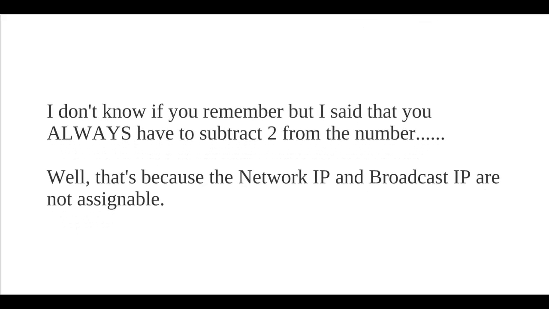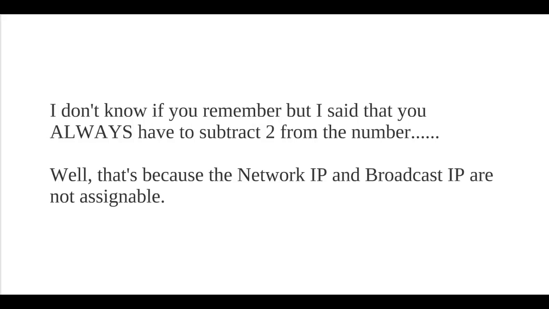And if you remember, I said you have to subtract 2. Why? Because you cannot use that network ID and the broadcast ID or IP. They're not assignable. So it leaves you with 254 hosts. If you remember, the Class B was 65,536. Well, it's actually 65,534 because you cannot use those other 2.